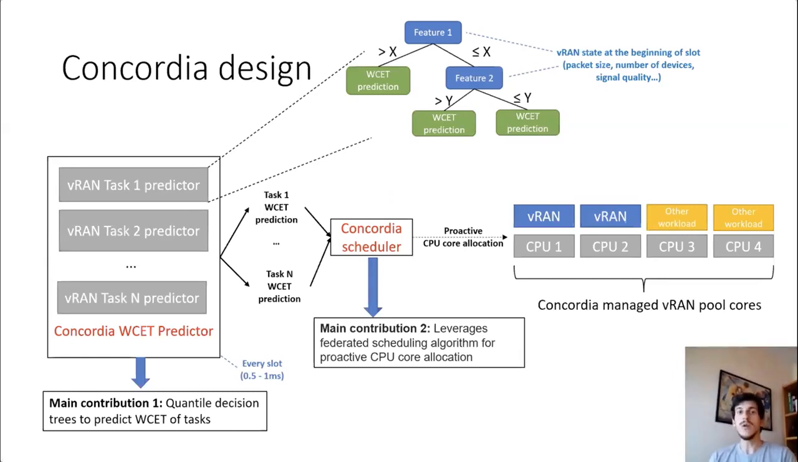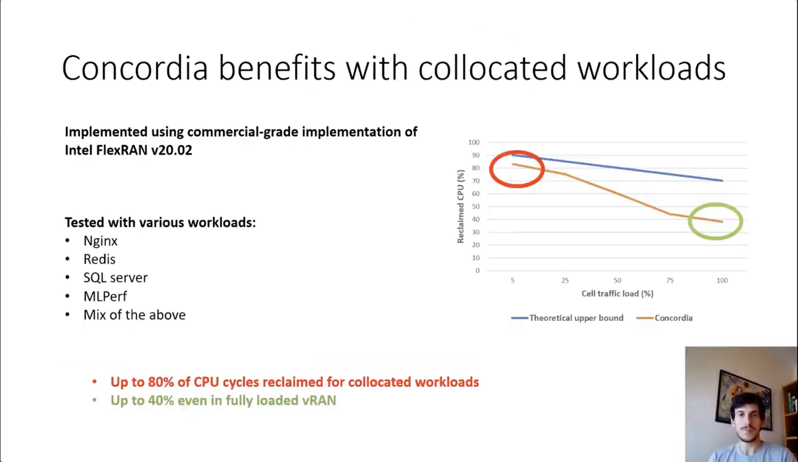Now, the scheduler runs at a very fine granularity of 20 microseconds, which allows it to make corrections in case it observes that we are close to missing some VRAN deadlines. I'll not go into more details about the design of Concordia in the interest of time, but I would encourage you to have a look at the paper for more details.